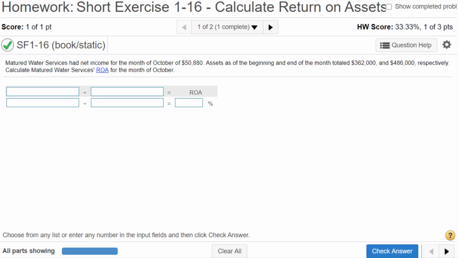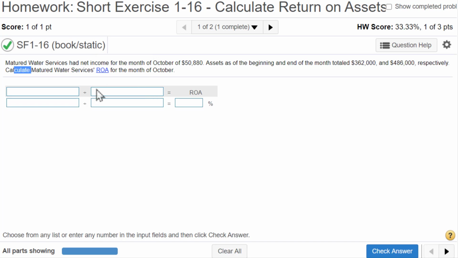Short exercise 1-16. We're going to calculate return on assets, which attempts to measure how efficiently a company is using its assets to generate net income, also called profit. So Matured Water Services had net income for the month of October of $50,880. Assets as of the beginning and end of the month totaled $362,000 and $486,000 respectively. Calculate Matured Water Services ROA, and if you forgot what ROA stands for, you just point to this and it tells you return on assets for the month of October.